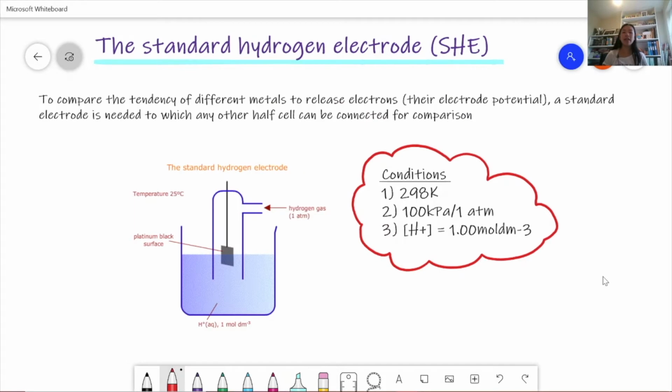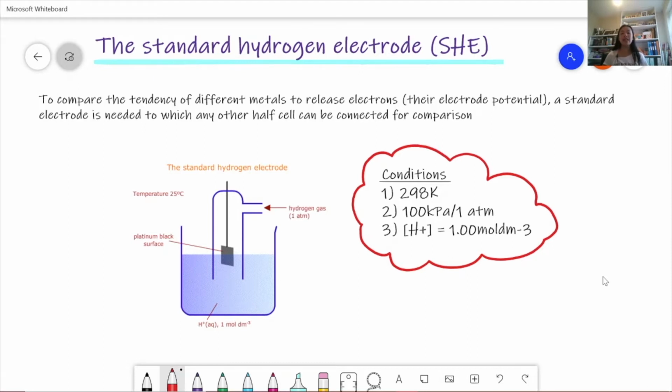So in order to compare the tendency of different metals to release electrons, so their electrode potential, we need to use a standard electrode, which we can connect to the other half cell to compare. So our standard is called the standard hydrogen electrode. And there are three very important things to remember. Number one, the temperature is 298 Kelvin. Secondly, the pressure is 100 kilopascals or 1 atmosphere. And number three is that the concentration of H+ ions in the solution is 1 mole per decimeter cubed.